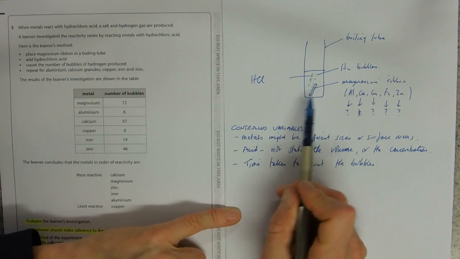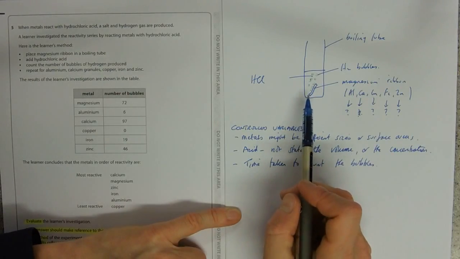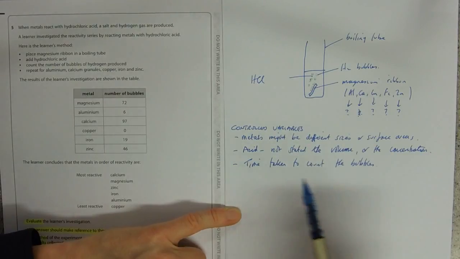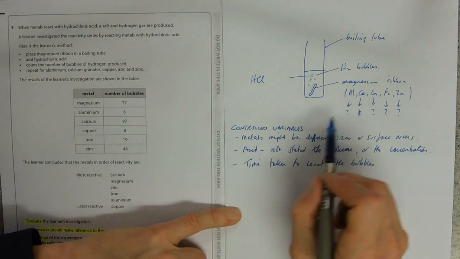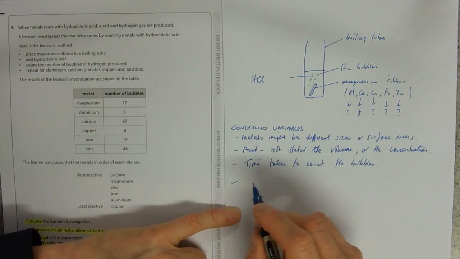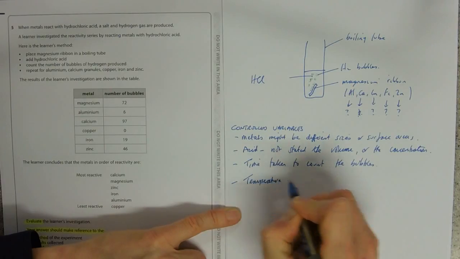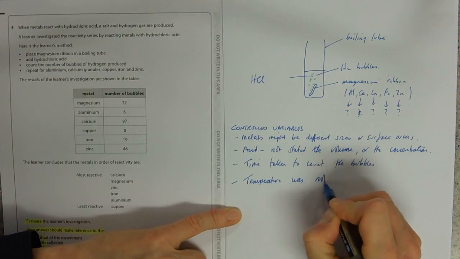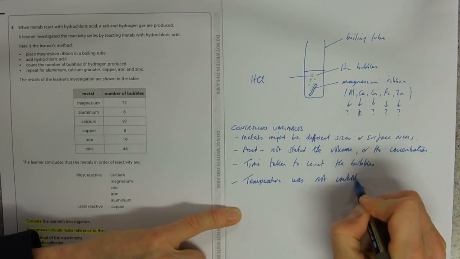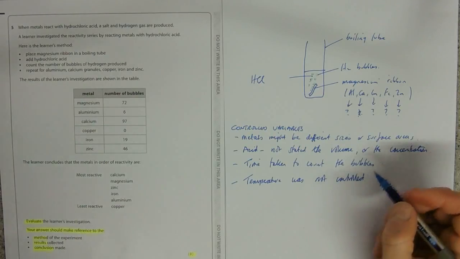This experiment will also be affected by temperature, so it will presumably occur faster in a higher temperature. We don't know that, but it might do. So to make it a fair test, we'd have to keep the temperature the same each time. So we will comment that the temperature wasn't controlled. You would suggest a thermostatic water bath, something like that.